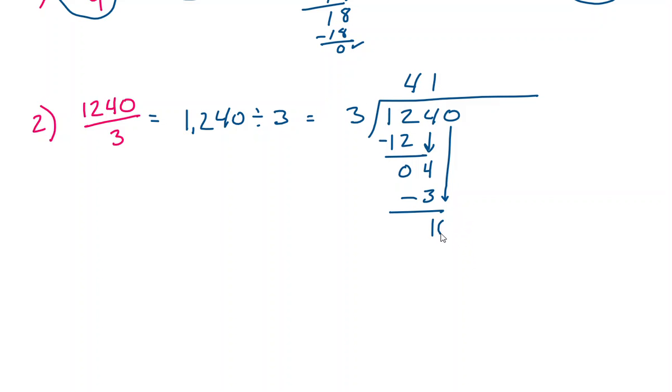Okay, so I'm going to bring down the 0. Let me show you what I mean by that. Let me just do this wrong. Okay, so let's just say 3 goes into 10 2 times. Okay, 2 times 3 is 6, and subtract 6 from 10, and that's 4.